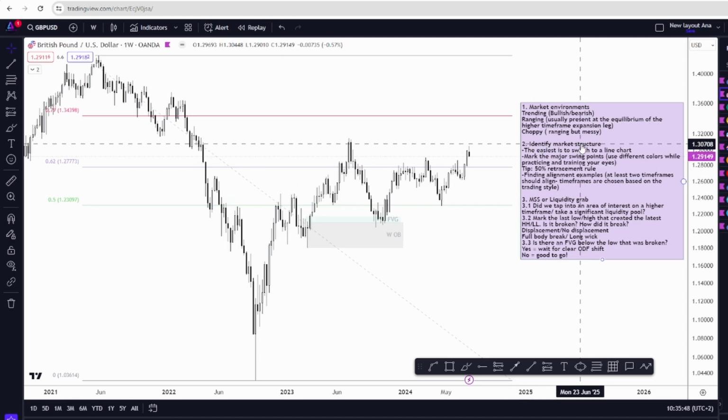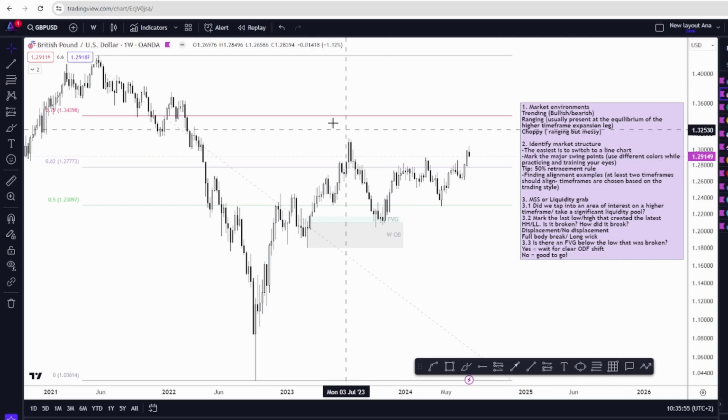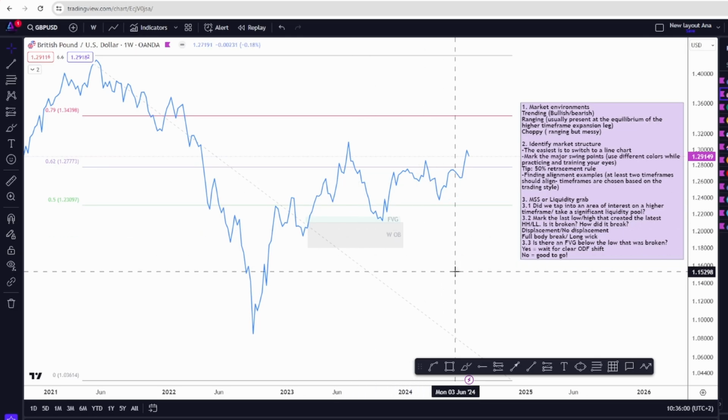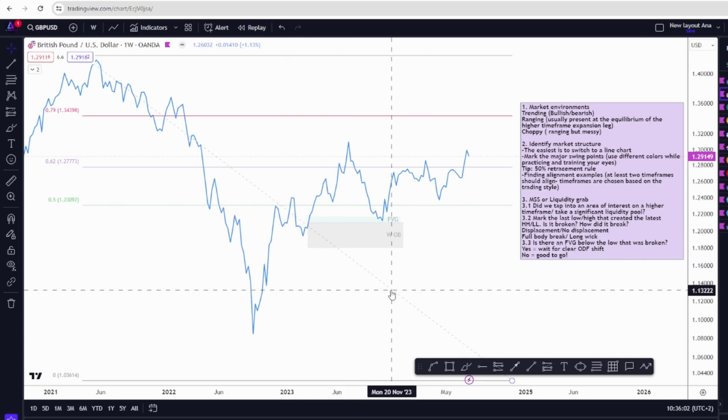The second thing that we're going to discuss is the market structure. The easiest way to identify the market structure is switching from the candlestick chart to the line chart. The reason for that is because the line chart is eliminating the noise. So we don't have wicks, we just have the closure of the body of the candles. And we know that the wicks do the damage, they take the liquidity, and the bodies are telling the story. The bodies are telling what price actually wants to do.